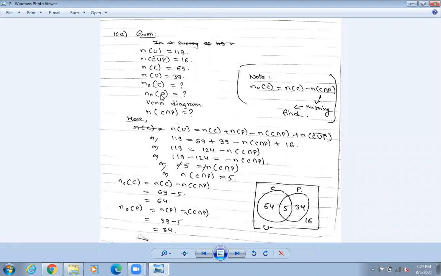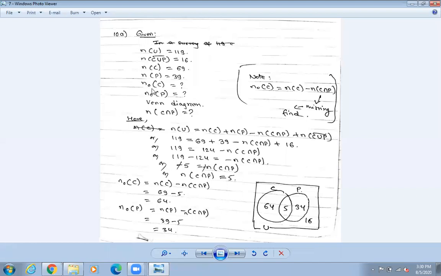One thing: tell me what is the formula of only C? We cannot use n(U) now, we cannot directly find the answer from n(U). Now the question has gone to the next level, it has gone very far. We cannot find only C directly now. So what do we need to do?